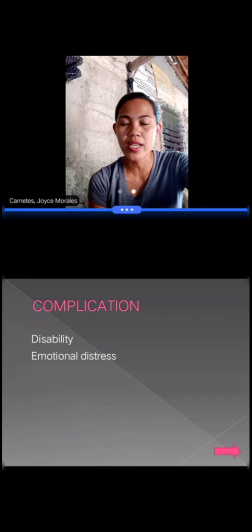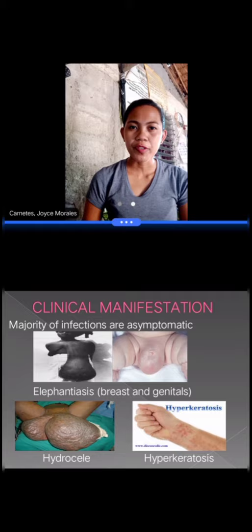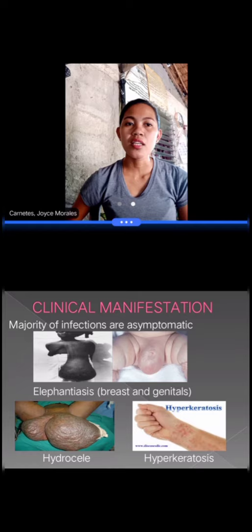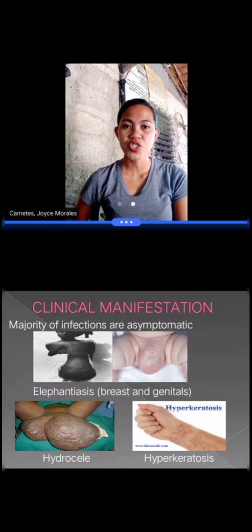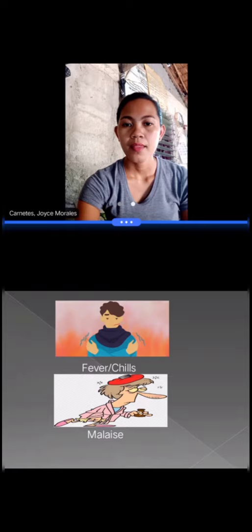The clinical manifestation for elephantiasis: the majority of the infections are asymptomatic, or some are caused by damage to the lymphatic system, kidney, or alteration of the body's immune system. But some present as elephantiasis of the breast and genitals, and hydrocele, which is the swelling in the scrotum that occurs when fluid collects in the thin sheath surrounding a testicle. Next is hyperkeratosis, which is dry, thick, and ulcerated skin. Fevers and chills as well as malaise.